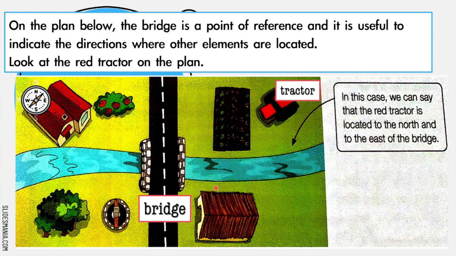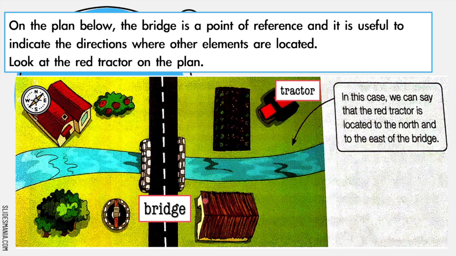So on this plan, you will see the bridge. Here is the bridge, puente, and we're going to use this bridge as our point of reference. This will help you to locate elements easily. So now I want you to look at the red tractor here. In this case, we can say that the red tractor is located to the north and east of the bridge.